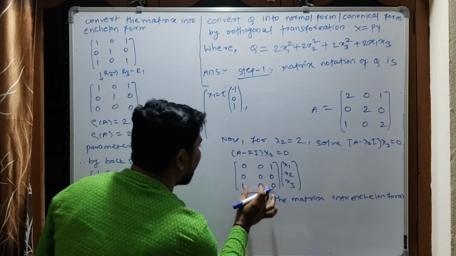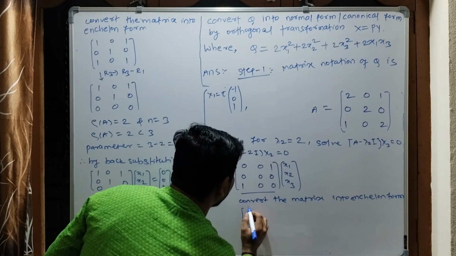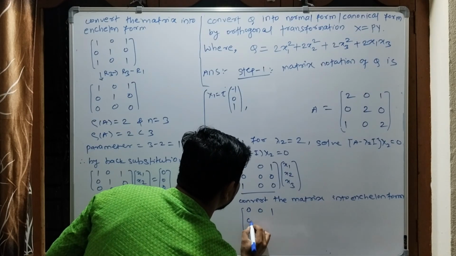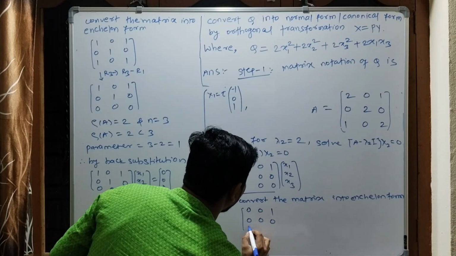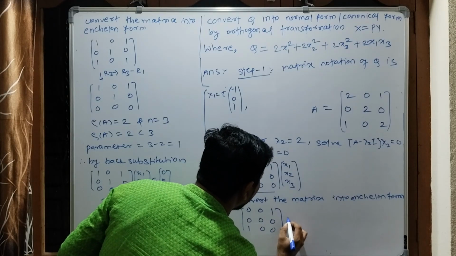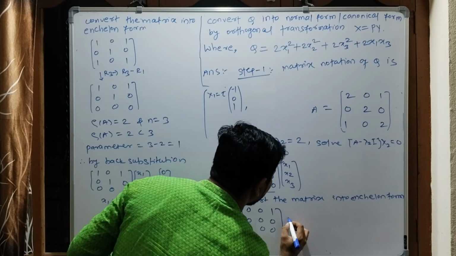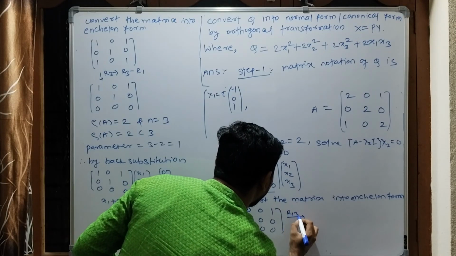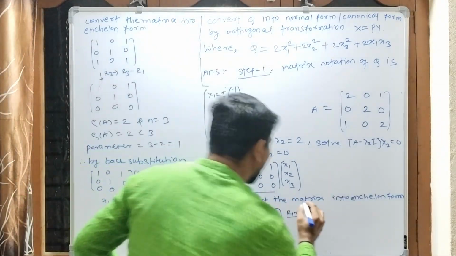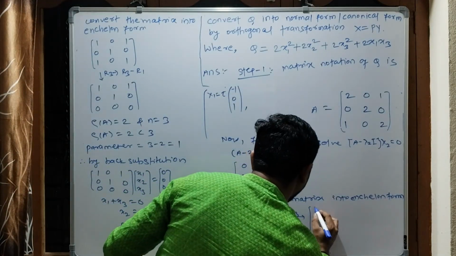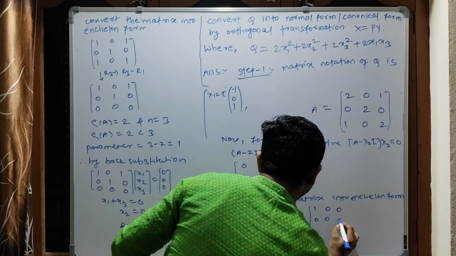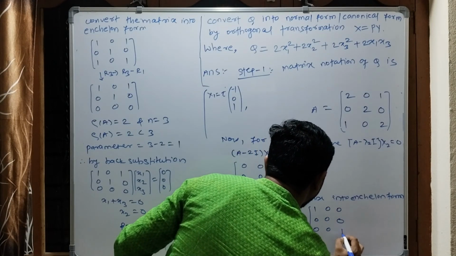So here, this is my matrix. First I will write 0, 0, 1, 0, 0, 0, 1, 0, 0. Now here I will apply an elementary operation, R1 and R3. I will interchange my first row and third row. So here I got the matrix 1, 0, 0. Second row as it is, 0, 0, 0. This is 0, 0 and 1.